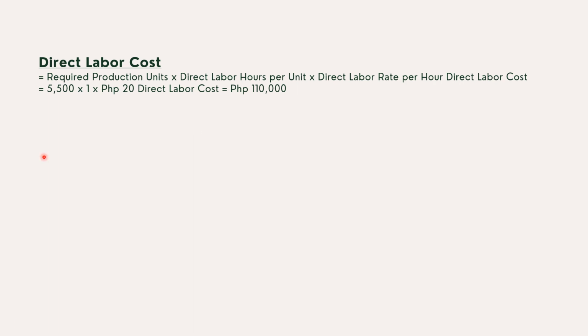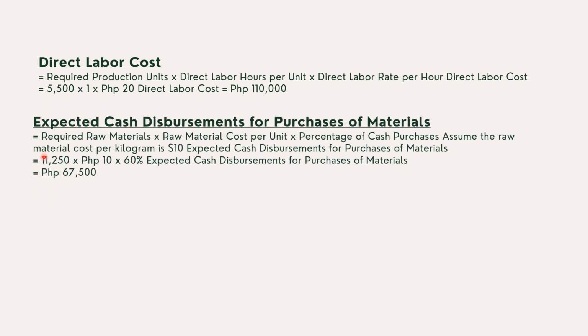Now, we proceed with our expected cash disbursements for purchases of materials. So, we put the formula so we won't be confused. So, the required raw materials multiplied by the raw material cost per unit multiplied by percentage of cash purchases, wherein we assume the raw material cost per kilogram is 10 pesos. It should be 10 pesos, class. Sorry. So, the expected cash disbursements for purchases of materials would then be 67,500 because we assume only 60% will be paid in cash. Okay?